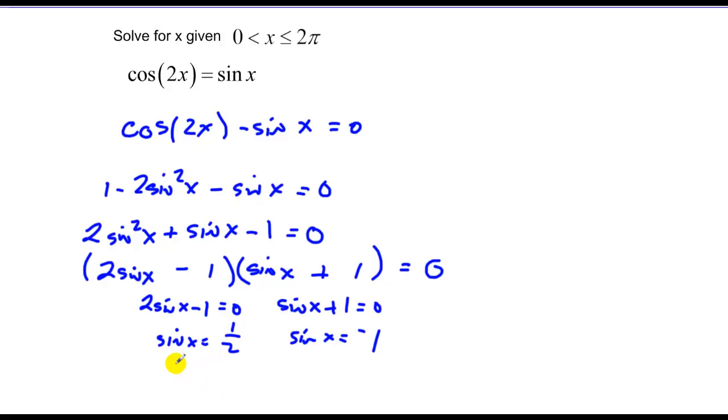Where do I have a y value of a half? That's at pi over 6 and 5 pi over 6. Remember, I use both since I'm looking for values between 0 and 2 pi. And then I have a y value of negative 1 at 3 pi over 2. And that gets me done.